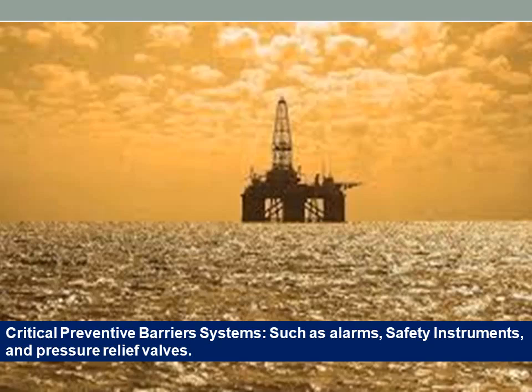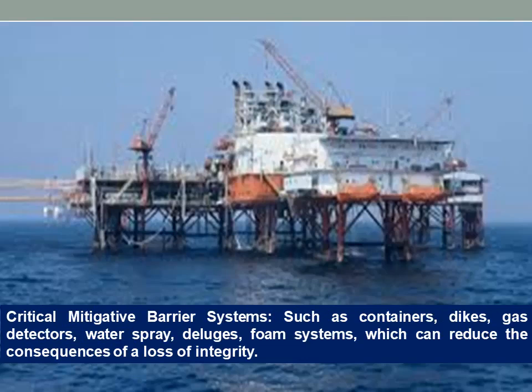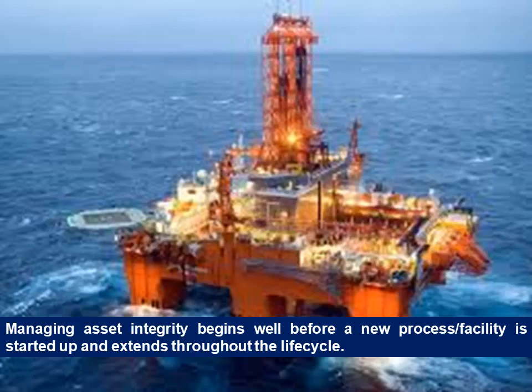systems, such as alarms, safety instruments, and pressure relief valves. Critical mitigated barrier systems, such as containers, dikes, gas detectors, water spray, deluges, foam systems, which can reduce the consequences of a loss of integrity. Managing asset integrity begins well before a new process facility is started up and extends throughout the life cycle.